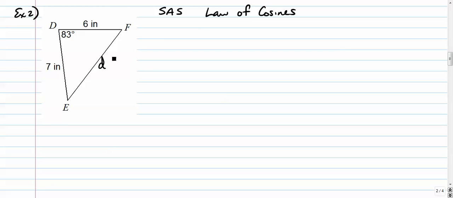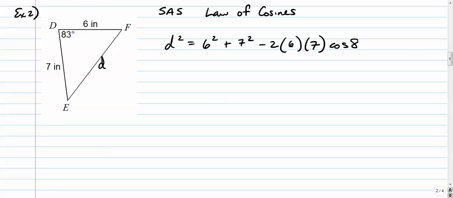So here we go. We'll call this lowercase d, which is across from capital D. So we're going to use d squared is equal to 6 squared plus 7 squared minus 2 times 6 times 7 cosine capital D, which is 83 degrees. There's nothing wrong with using the law of cosines with different letters than A, B, C. We just know that they correspond. Capital D is across from lowercase d, capital F, lowercase f, and so on.